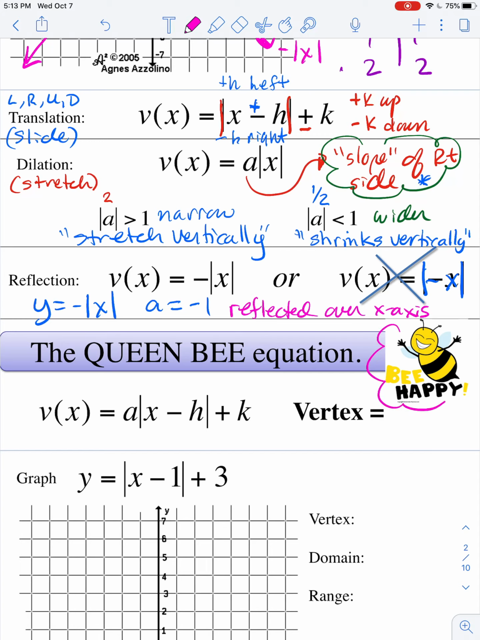So the queen bee equation. Okay, see, Miss Meyer is so cute. She has this little queen bee for you. So this is the big one where it's all put together.